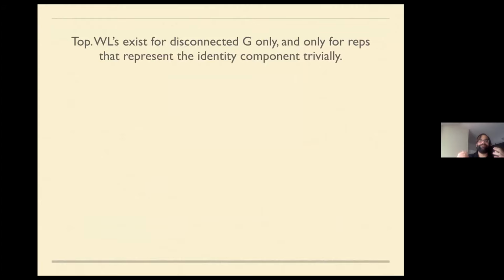So how does that happen? How does a Wilson line become topological? Well, they only exist for disconnected gauge groups, like O2, and they only exist for representations that represent the identity component of the gauge group trivially, okay? So for instance, in O2, that's the determinant representation.